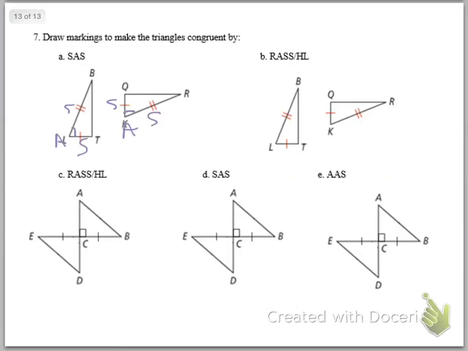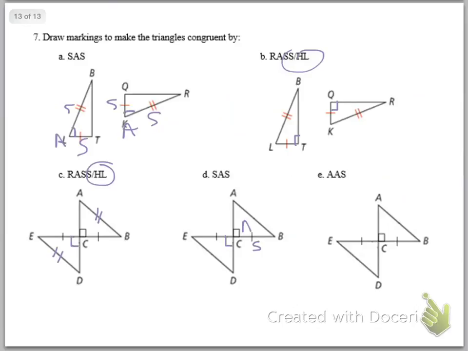For B here, HL is hypotenuse leg theorem. So it looks like they have corresponding hypotenuses that are congruent and corresponding legs, so now we just need right angles in here. My next one, we got hypotenuse leg theorem again, so I need right angles. And then it looks like their legs are corresponding, but I need their hypotenuses to also be congruent to each other. My next one is side, angle, side, so let's go ahead and draw my vertical angles in here.